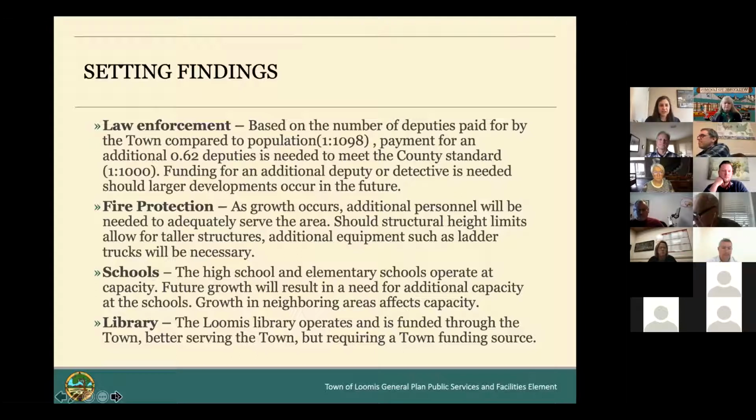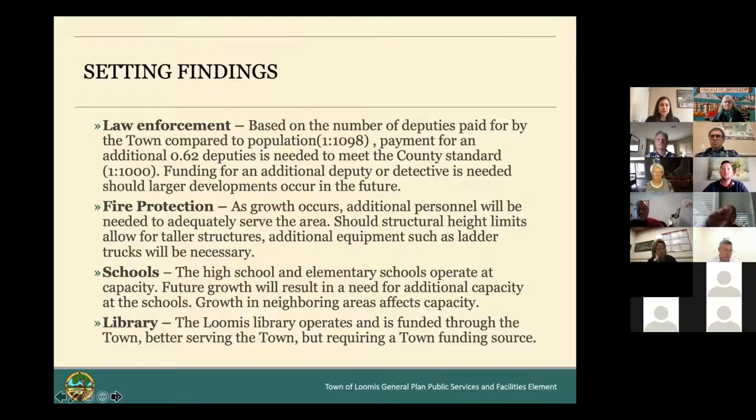For fire protection, one of the big changes is that it's no longer the Loomis Fire Protection District. So if you looked in the original setting, it's referencing the Loomis Fire Protection District. And now it is the South Placer Fire District and also the Penryn Fire District for a portion of the town. So as growth occurs, additional personnel will be needed to adequately serve the area. And other items to consider are, should structural height limits allow for taller buildings? Say the general plan update will allow for taller structures. Additional equipment might be needed, such as a ladder truck. So those are all things that we need to think about in relation to some of the other elements.